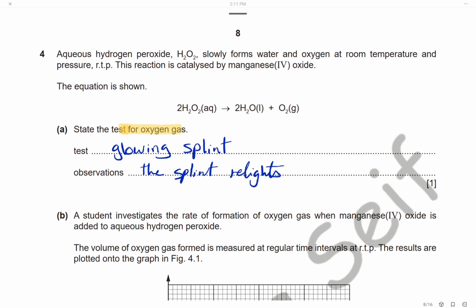Question 4. Aqueous hydrogen peroxide slowly forms water and oxygen at room temperature and pressure. This reaction is catalyzed by manganese oxide. As we can see, hydrogen peroxide decomposes to give water and oxygen in the presence of a catalyst, manganese oxide. State the test for oxygen. The test is a glowing splint, and the observation is that the splint relights.